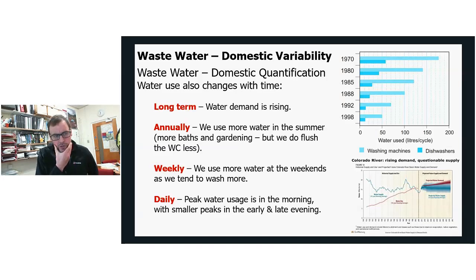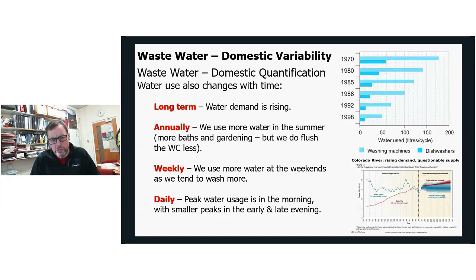Annually, we use more water in summertime because we bathe and shower more and we water our gardens more, but we do flush our toilets less, because I think we perspire more over the summer, so we need to go to the toilet slightly less. We tend to use more water at the weekends inside our households, because we're more sociable and want to have a shower or whatever before we go out to socialise. And there are also daily peaks in water usage in the mornings and in the evenings.